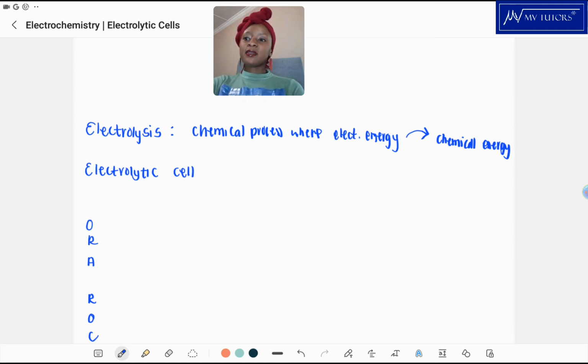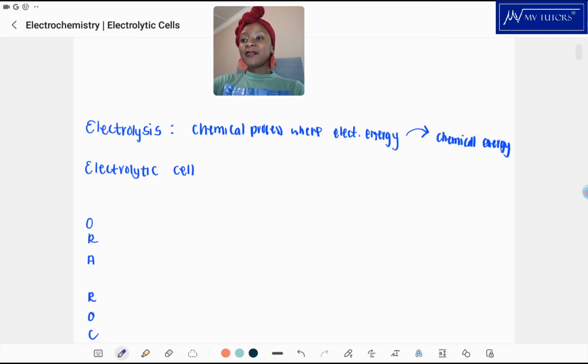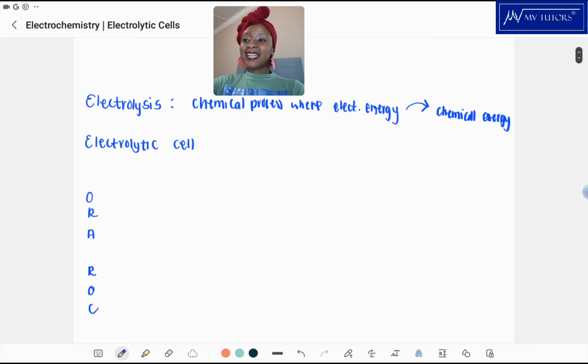So what happens then? You use an electrolytic cell to ensure that that process goes on. So at the electrolytic cell, basically you have electrical energy converting or producing chemical energy. Okay, and then I have these letters here, OILRIG and CATRED... that's my way of remembering what's happening where. Okay, so let's start with the first one.